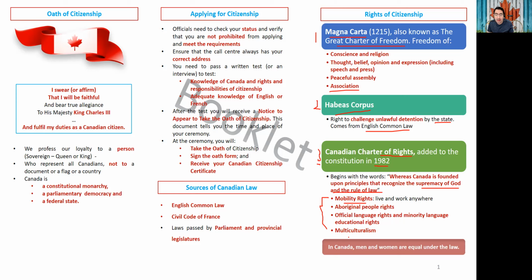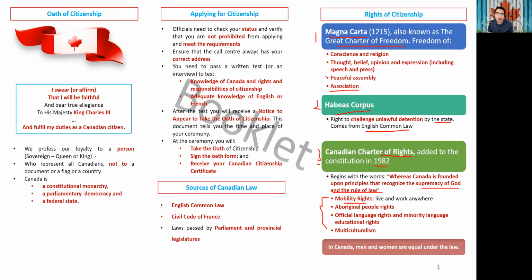Okay. And the last thing, which is very important and everyone knows it, is multiculturalism. Canada is multicultural. People come from everywhere, migrating to Canada. So we have to respect multiculturalism. We have to respect different aspects of people, different viewpoints of people, and so on. So we have 4 rights under the Canadian Charter of Rights.